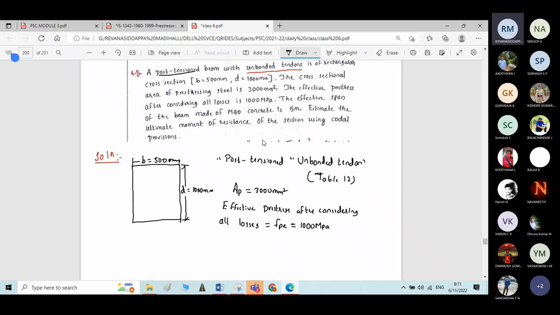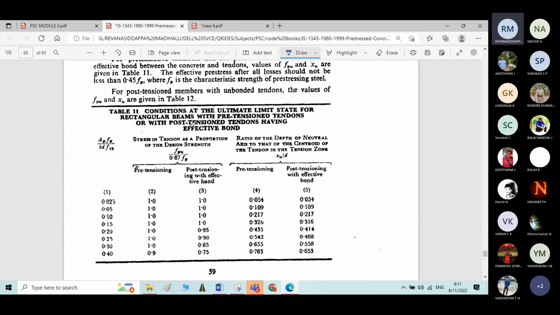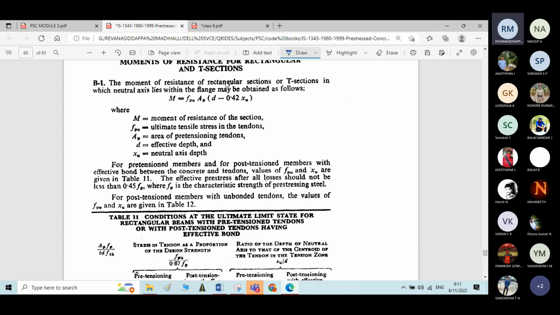Then the effective span of the beam made of M40 concrete is 15 meter. Effective span is given as 15 meter and grade of concrete FCK is given as 40 MPa, 40 Newton per mm square. Then estimate the ultimate moment of resistance of the section using codal provisions. Now we have the formula for finding the moment of resistance of a rectangular section on page number 59 here, correct?